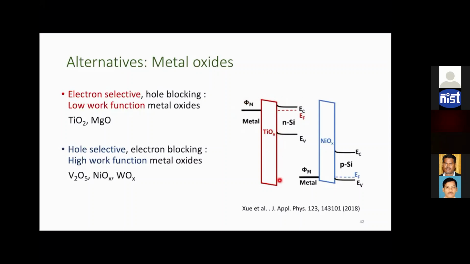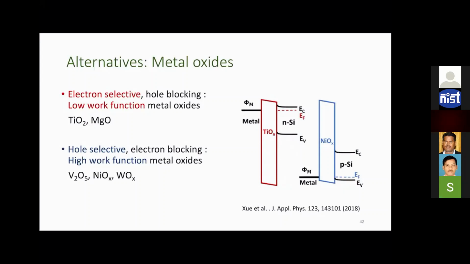What happens to the holes? The holes that are diffusing towards this TiOx and crystalline silicon junction see a huge valence band offset, right? So there is a very low probability that the holes will cross this barrier.